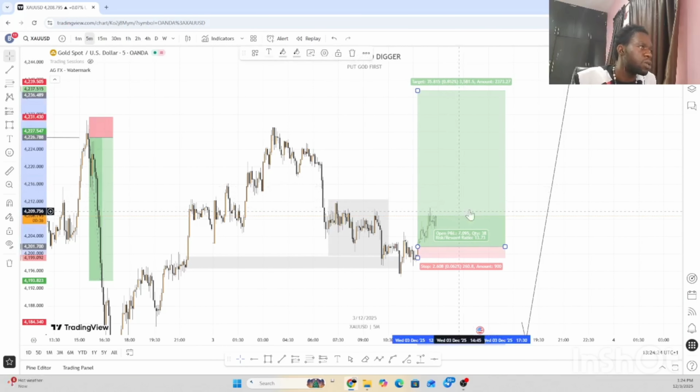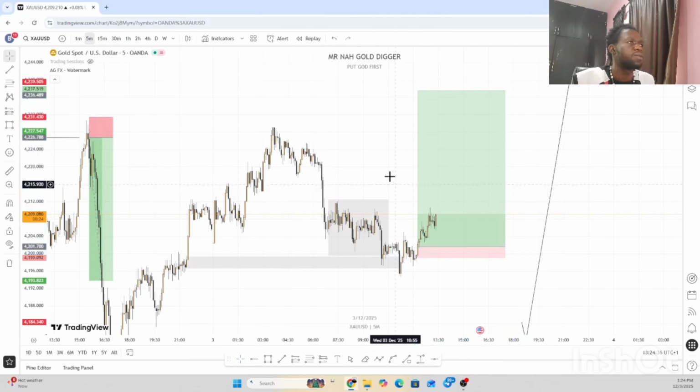It's a 1:13 risk to reward, a very beautiful RR, and I will take this every day, every month, every quarter, every year of my life, because this is my setup. This is a beautiful setup I always take. And I took this same trade.